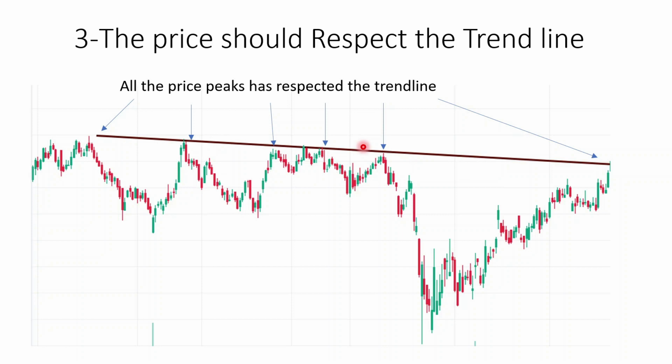The price should respect the trend line. See here you can observe the script. At one level the price is rejecting and it's going down. So this trend line is respected by all the peaks.